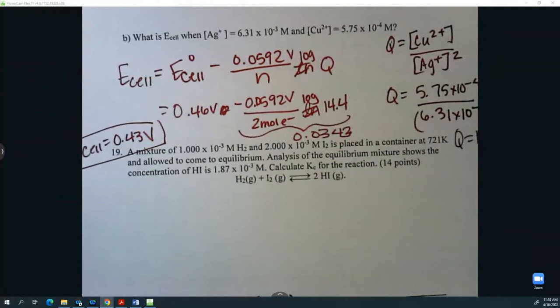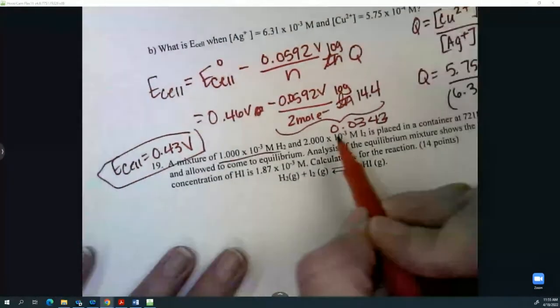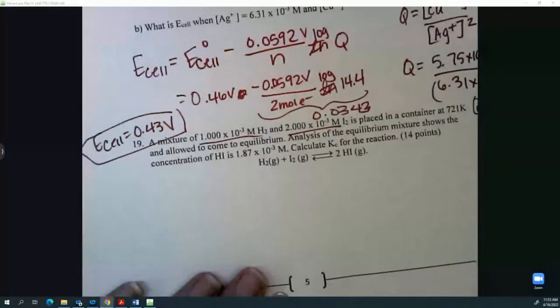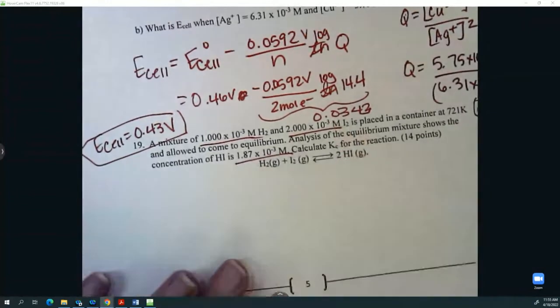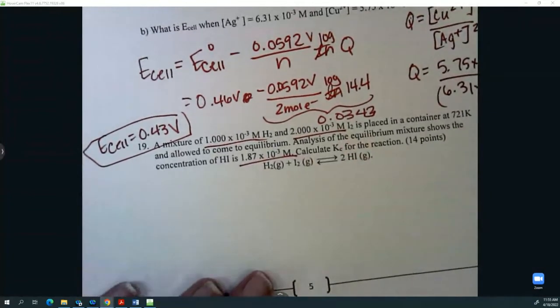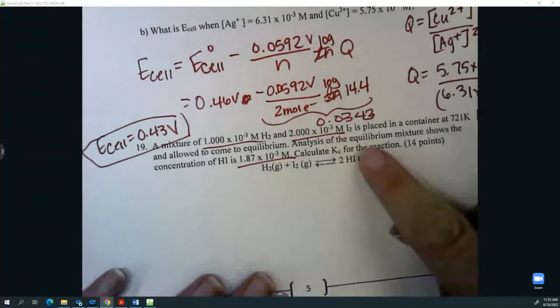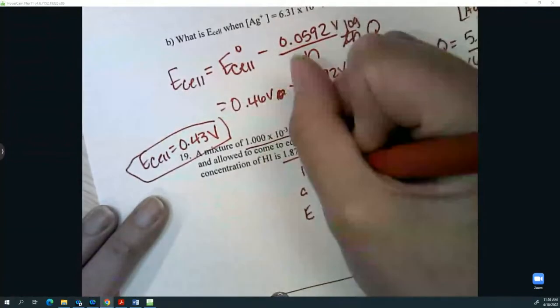Back to equilibrium. All right, so there was one like this on the quiz, and some people got it and some people forgot to do an ice table. And the reason I read this and know I need an ice table is it says a mixture of some stuff is placed in a container. That's initial. I can read between the lines there and say that's initial. And then the equilibrium mixture has this. If I have some initial and some equilibrium, I need an ice table because I can only plug in all equilibrium into my K. And that's what I'm trying to get. So I need to do an ice table here.